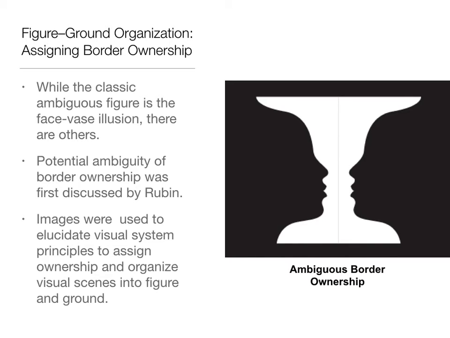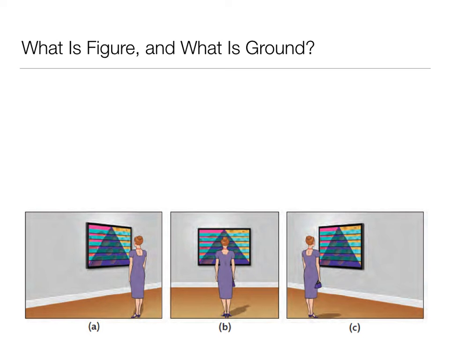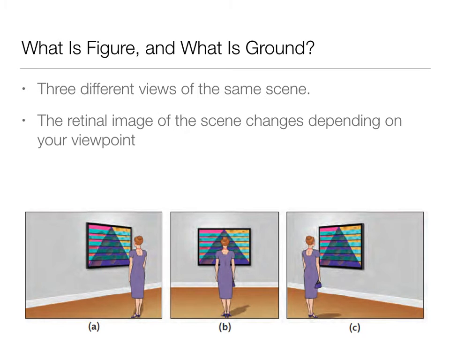Again, this allows us to look at visual system principles and try to figure out how we're assigning the ownership of that border to object versus background. So how do we determine what is figure and what is ground? Especially in this example, we have three different views of the same scene, and the retinal image changes depending on your viewpoint.